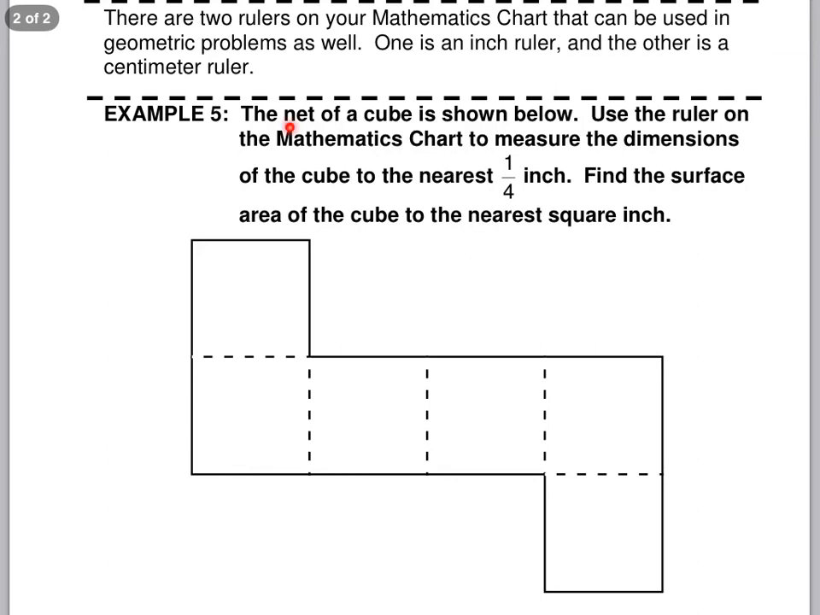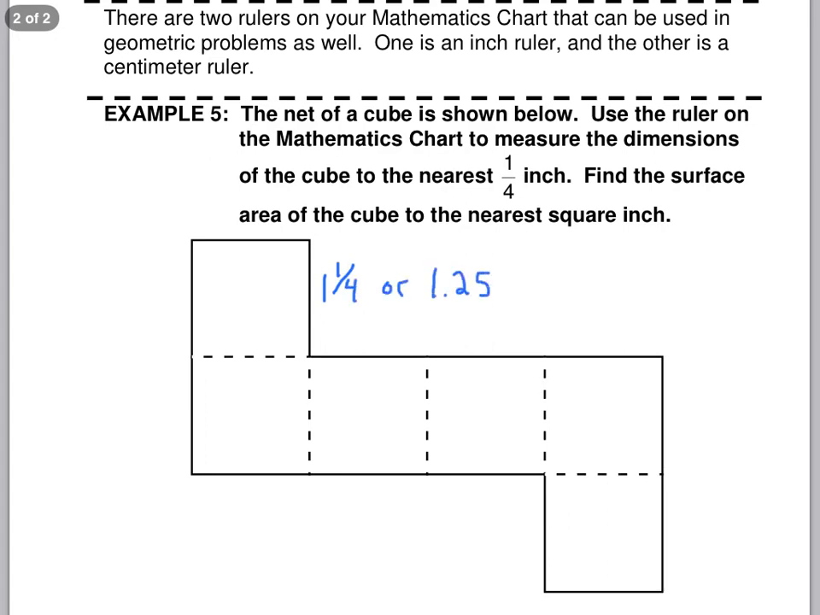All right, so that says the net of a cube is shown below. Net, remember we talked about what a net was before. This is a cube. When you fold this up, you can get a cube, and that's what a net is. It says measure the dimensions of the cube to the nearest 1/4 inch, and then find the surface area of the cube to the nearest inch. So when I measured it, each side is the same, 1 1/4 inches, or 1.25 inches.